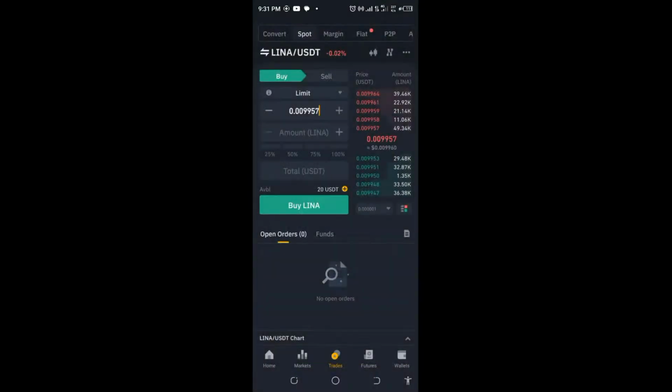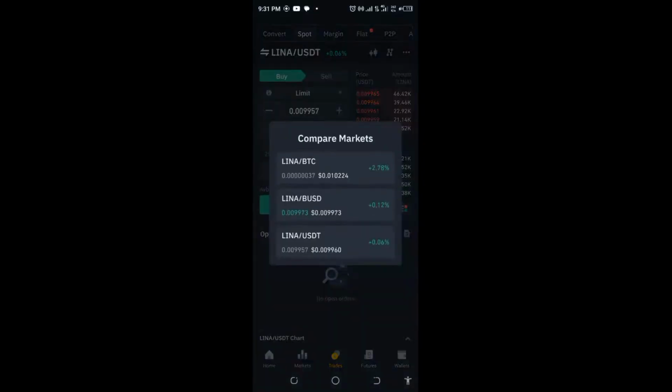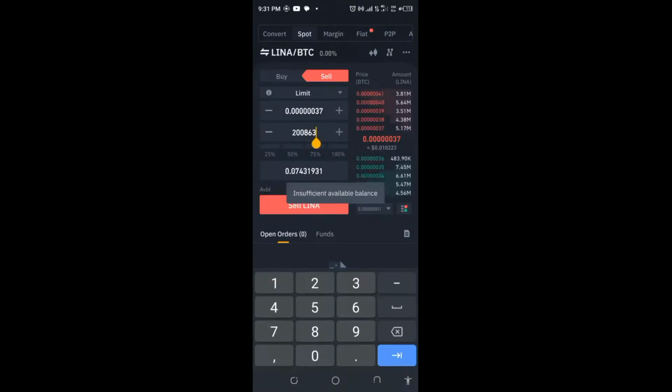All right, so we've got our usual $20, right? So let's do this, okay? So what we have here is 2008.63. Let me copy that. And then I'll go over to BTC and try to see if I could sell this, okay? Now remember, let me tell you that Lena doesn't recognize that decimal point. So what we have here now is 0.000742.